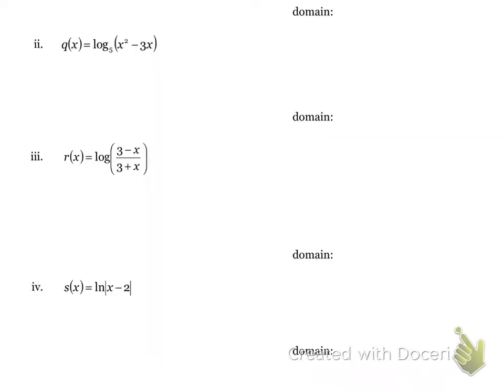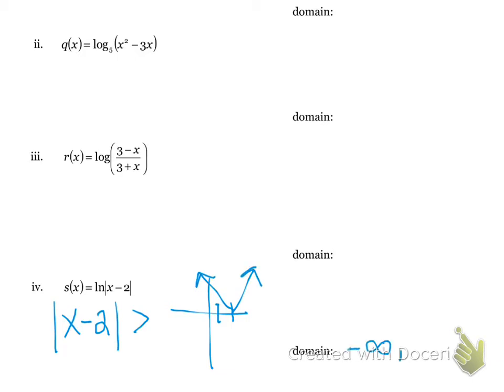And this last one is an absolute value function. And if you graph it, it's going to be a v that hits at 2, but we can't have it include 2. So my domain for this one is going to be negative infinity to 2 combined with 2 to infinity.